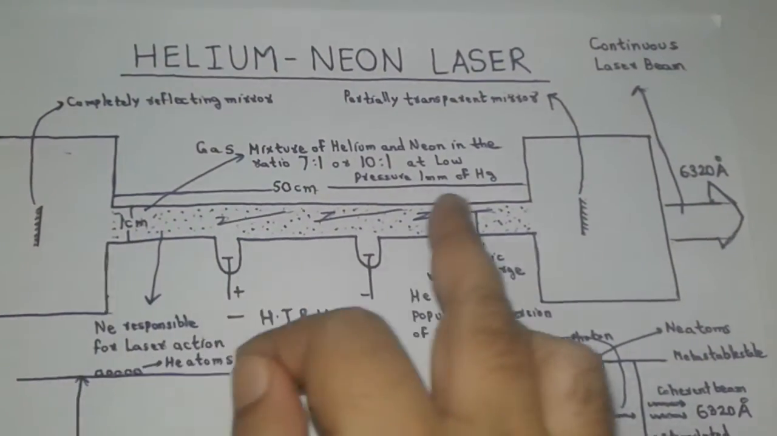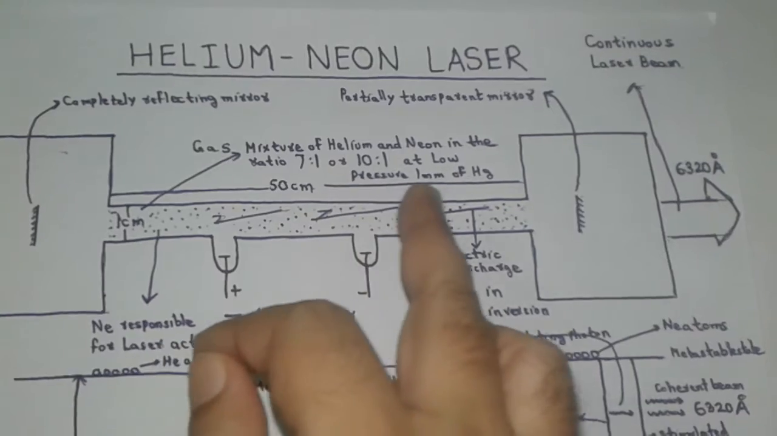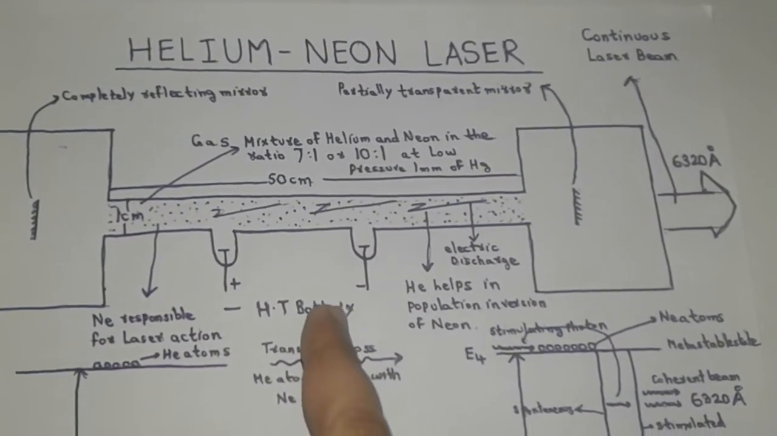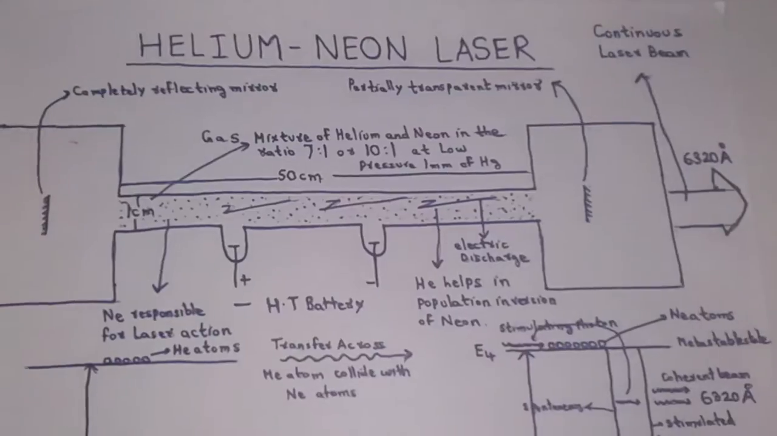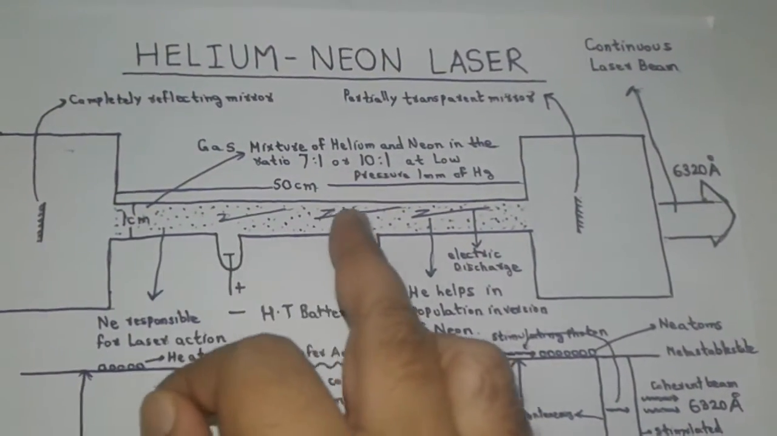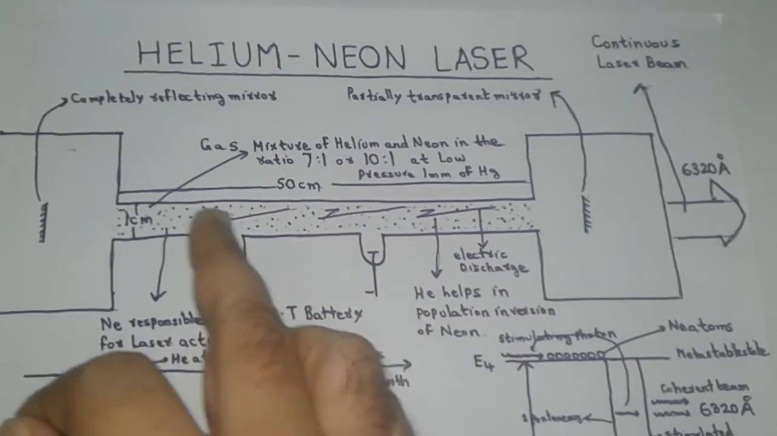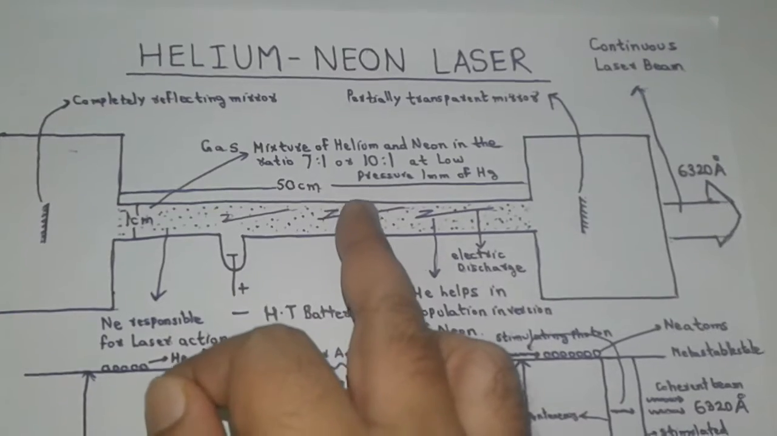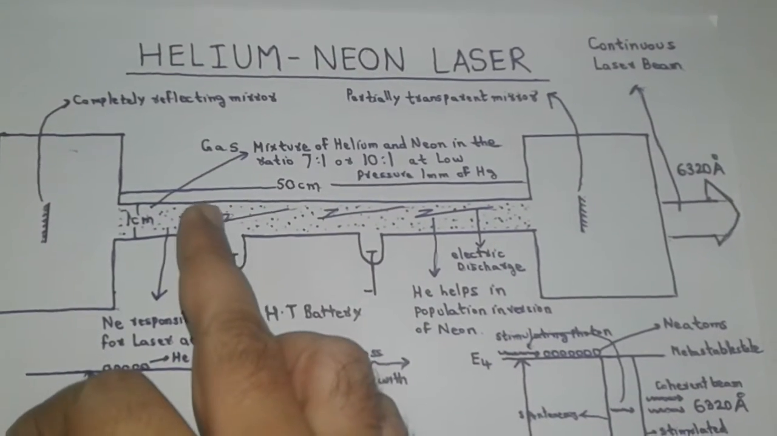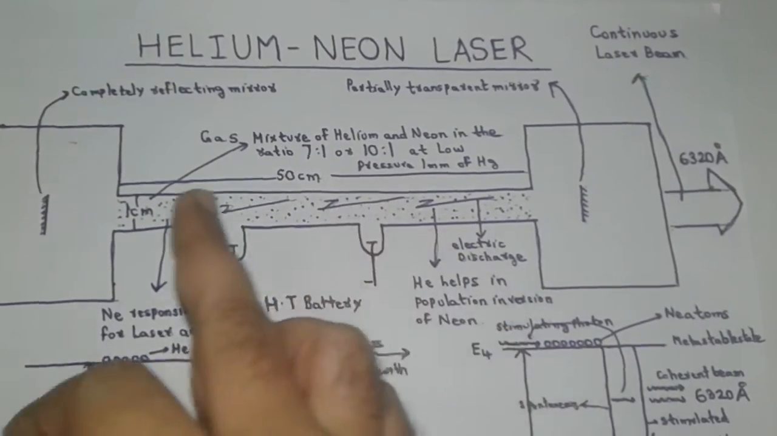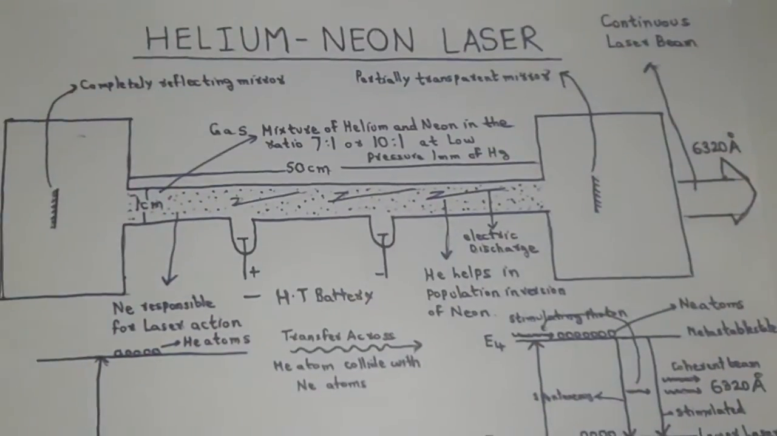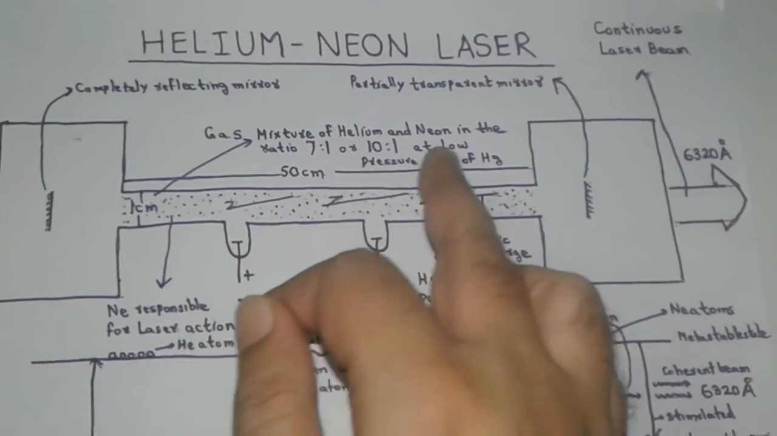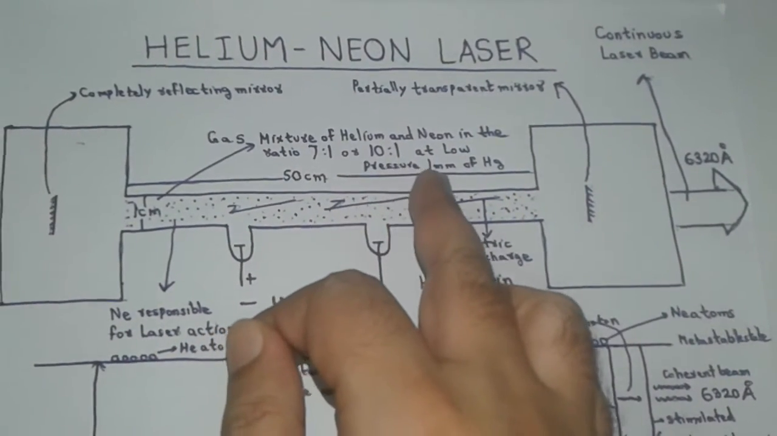A long discharge tube of 50 centimeter length and 1 centimeter in diameter is connected to a high tension battery. The tube is filled with a mixture of helium and neon gas in the ratio of 7:1 or 10:1. It means for every 7 parts of helium there is 1 part of neon. The gaseous mixture of helium and neon is maintained at a low pressure of 1 millimeter of mercury.